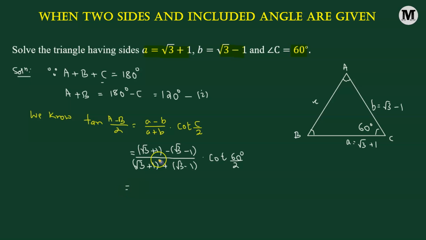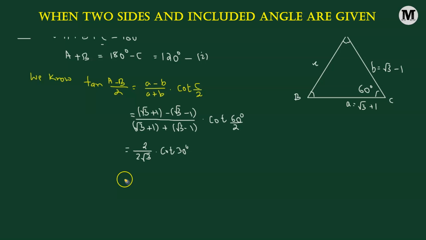Let's simplify this. In the numerator, we're going to get 2. And in the denominator, we're going to get 2 times square root of 3. So this is going to get multiplied by cotangent of 30 degrees. Furthermore, we're going to simplify this. So we have 1 over square root of 3. Then what is cotangent of 30 degrees?